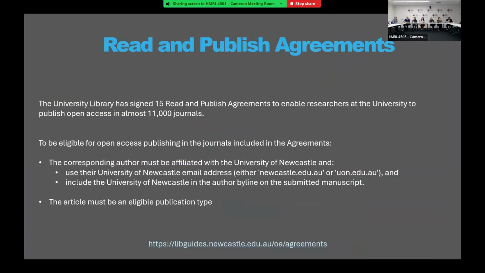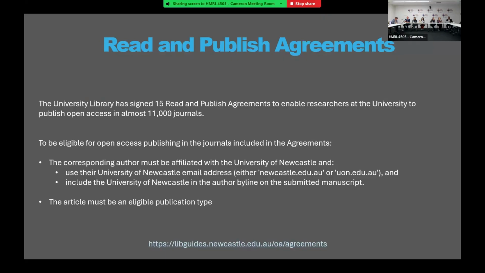So with us, we have the ways to make your work open access. We have the read and publish agreements, which some of you may know about. And there's 15 publishers with access to around 11,000 journals. To publish with them, we do have the link here on the page, and it will have an Excel spreadsheet that you can download that tells you all of the journals that are available.